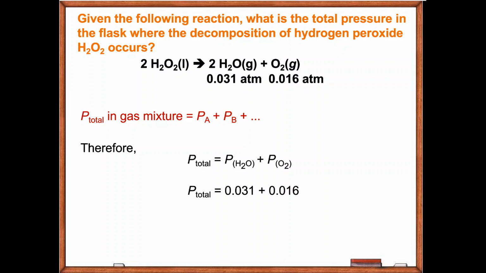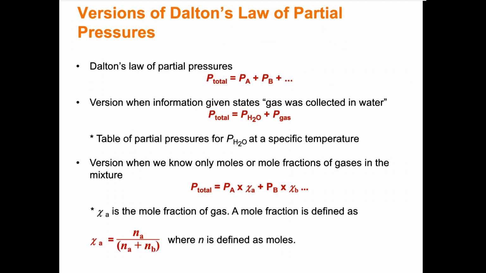Okay, so suppose I give you this problem. It says, given the following reaction, what is the total pressure in the flask where the decomposition of hydrogen peroxide, H2O2, occurs? So this is just a simple Dalton's pressure law problem. Give this one a try, and then we'll go over it together.